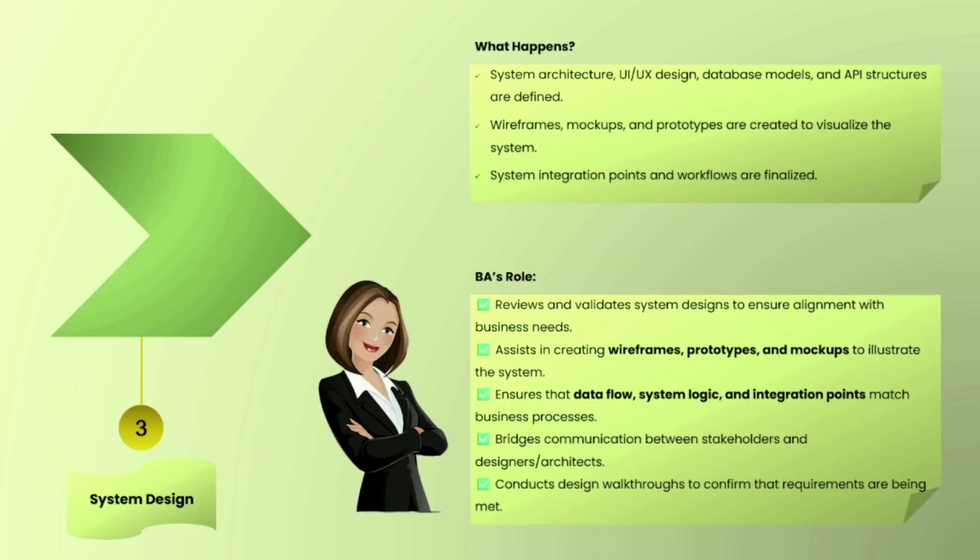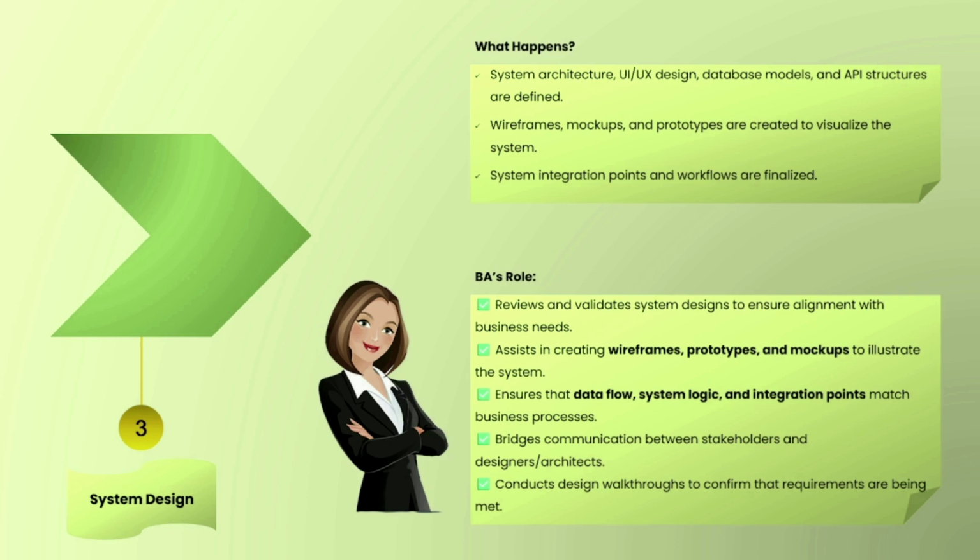Now let's see the BA's role in the system design, and we will conclude this stage of the software development life cycle. So the BA's role here: reviews and validates system design to ensure alignment with business needs, assists in creating wireframes, prototypes and mockups to illustrate the system. The word is assist, not fully owner of the creation of wireframes, prototypes and mockups. Ensure that the data flow, system logic and integration points match the business processes. We'll keep this point right now, and we will see it in detail in the upcoming tutorial.